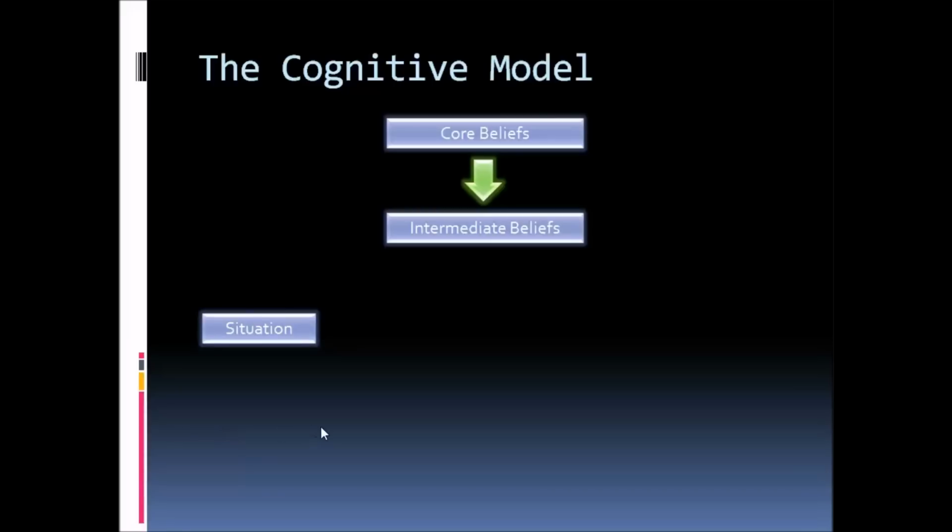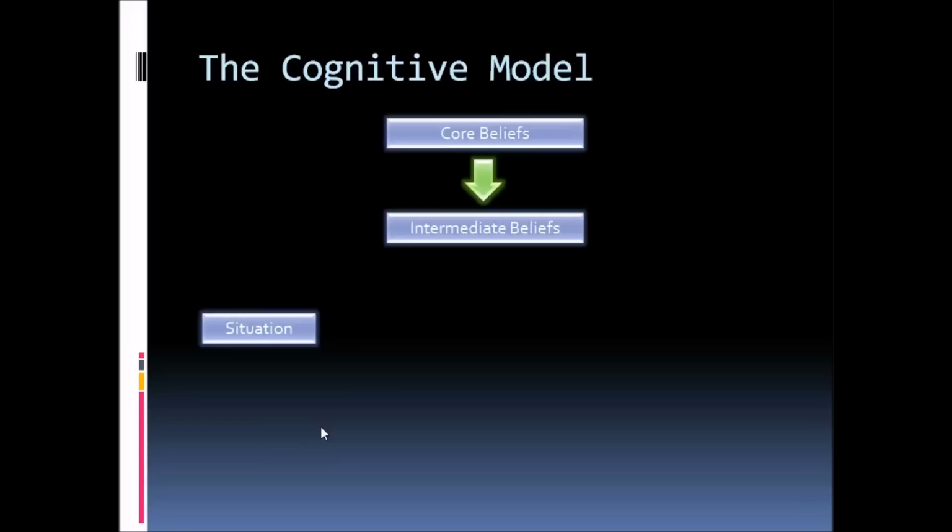So let's talk about situations. So a situation is a stressor. Right? It's something that occurs in somebody's life that reacts with an intermediate belief. So let me use a concrete example, and I'll continue with this example through this video. Let's say that somebody has the core belief that they are unattractive and unlovable, right? And let's assume the client's a male and the client has a romantic interest in females.